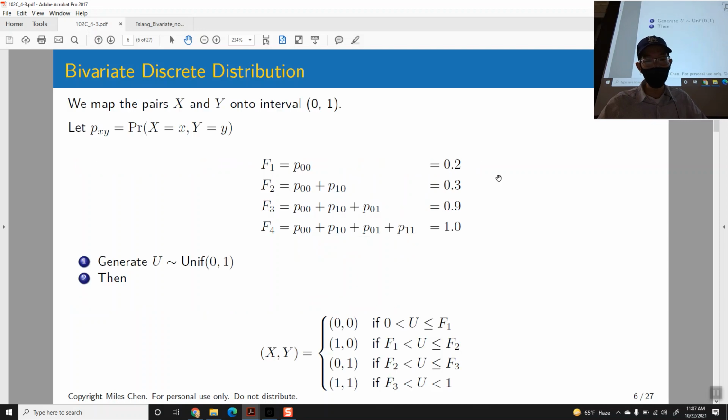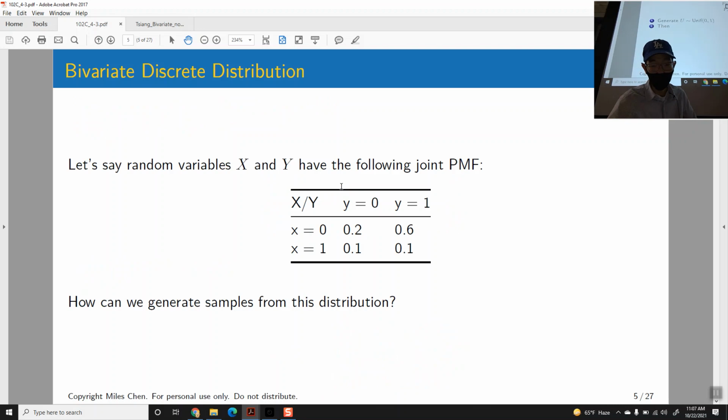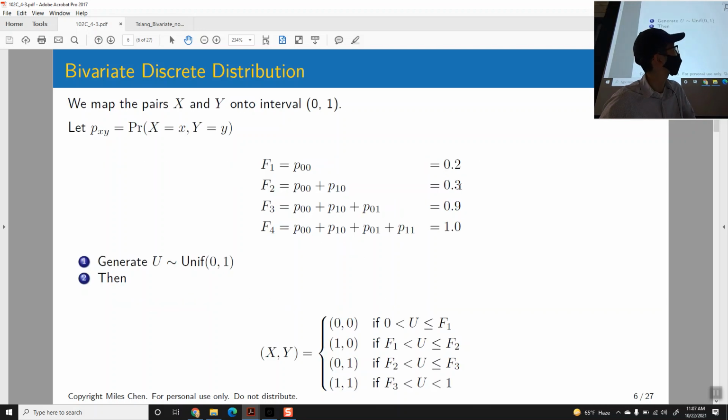That's probability 0.2. And then we're going to have P00 plus P10. Now that I look at this, it looks like it says poo, but it's P00 plus P10. When we add these two numbers up, we've got 0.2 and 0.1. They add up to 0.3, okay? We've got P00 plus P10 and P01, okay?